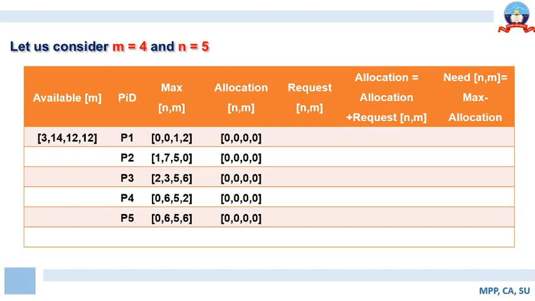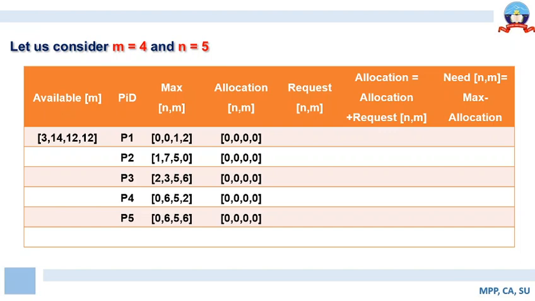Now we have 5 processes. The 5 processes are represented as process P1, P2, P3, P4 and P5. Now Max, it represents the maximum resource requirement of the individual processes. So P1 requires 0, 0, 1, 2 instances of R1, R2, R3, R4 respectively. So that is the way interpretation is done.